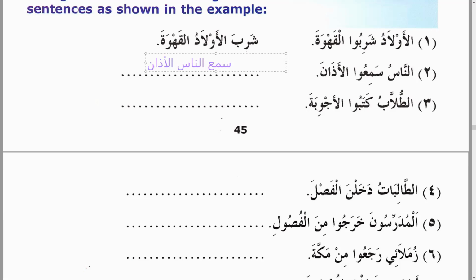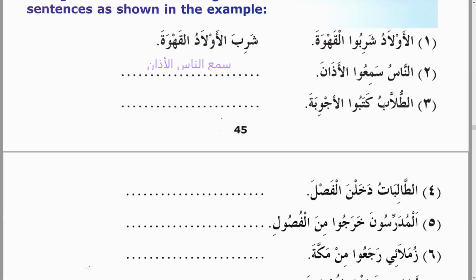Al-adhana. Sami'an nasu al-adhana. The people heard the adhan. Right? Even though nas is plural, it's plural, right? People. A lot of people. Still we cannot make it. When you're bringing a verb in front, we have to use the singular form, right?